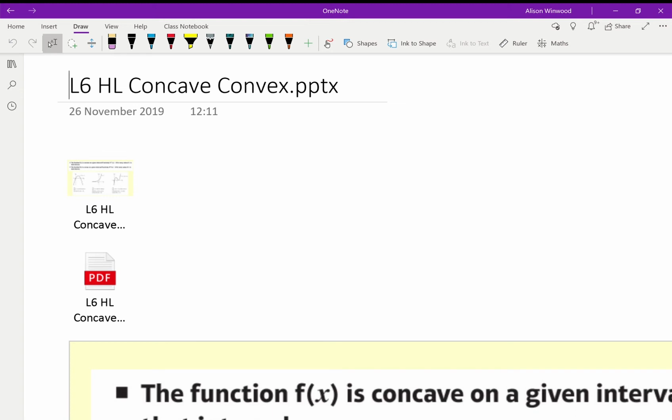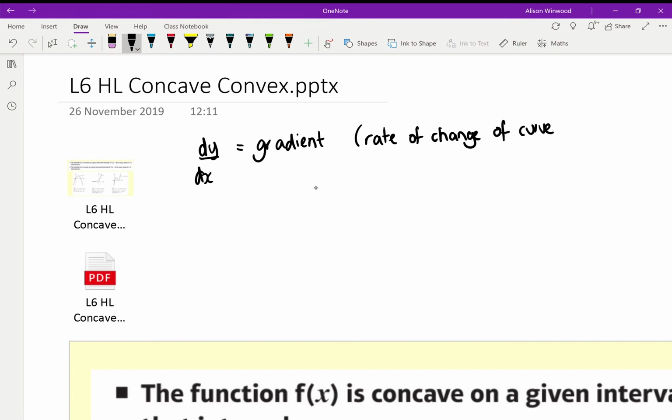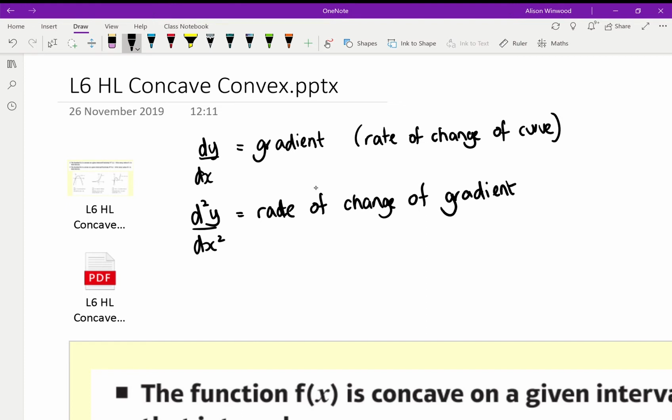We know that when we differentiate, we find out the gradient of a curve, the rate of change of the curve. Now if we differentiate a second time, we get d2y by dx squared, and this is the rate of change of the gradient, or rather the curvature of the curve.